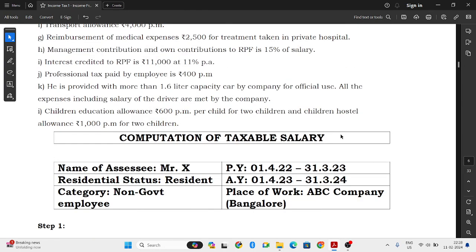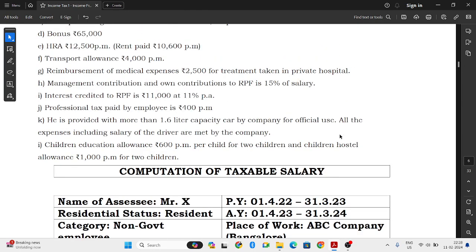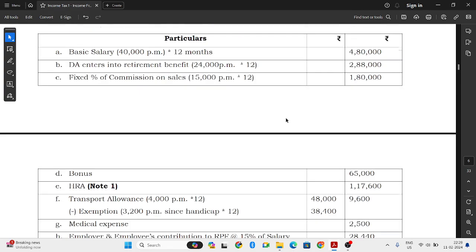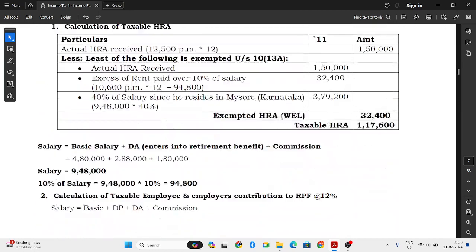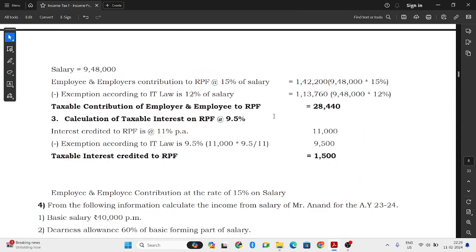Next, employer's contribution and own contribution to RPF is 15% of salary. And the interest credited to RPF is 11,000 at 11% per annum. Okay, first let us calculate HRA. So now we have to calculate RPF. Okay, that is the second note.